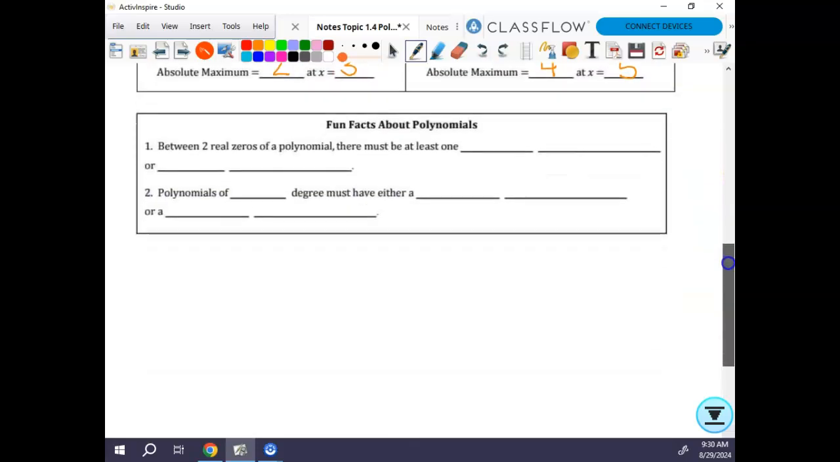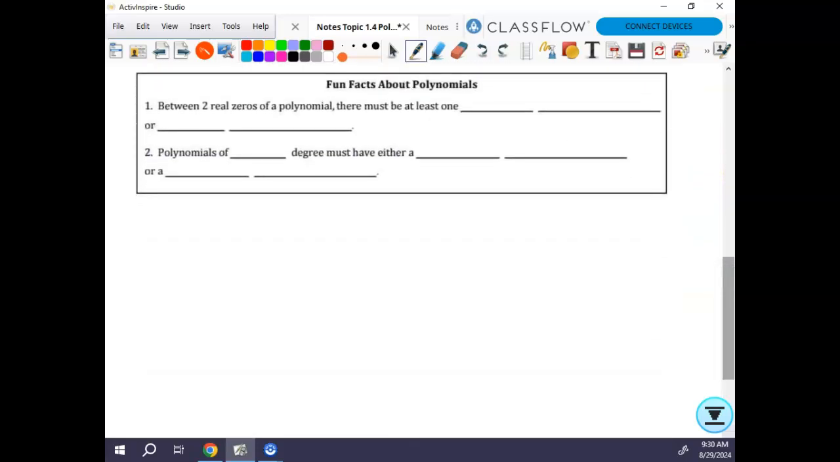All right, so fun facts. Not only are these fun facts, they're facts we need to know. So it's fine that they can be fun too, right? If I have, says between two real zeros of a polynomial, there must be at least one local maximum or local minimum.